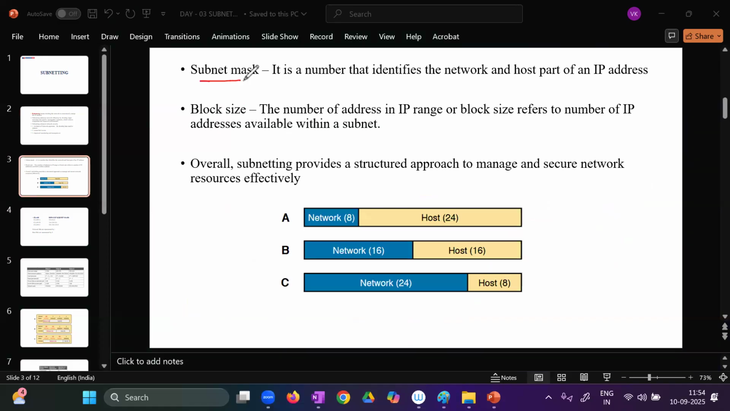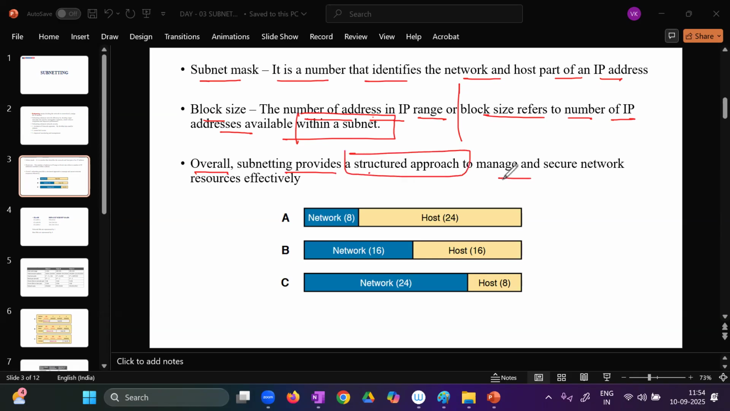See, what is subnet mask? It is a number that identifies the network and the host part of an IP address. What is block size? Block size refers to the number of IP addresses available within a subnet. Overall, subnetting provides a structured approach to manage and secure the network resources effectively. This is all A, B, and C default. Network part is 8, 16, 24, and host part is 24, 16, and 8. Already we have discussed these things, right?